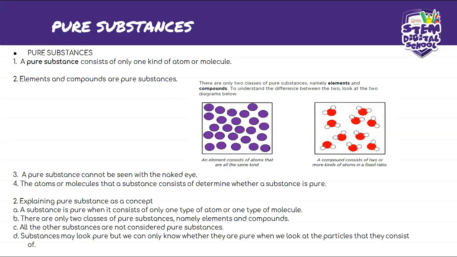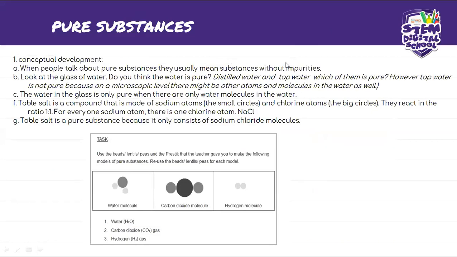All the other substances are not considered pure substances. Substances may look pure, but we can only know whether they are pure when we look at the particles they consist of. All right. Okay, let's continue. Now, when people talk about pure substances, they usually mean substances without impurities.